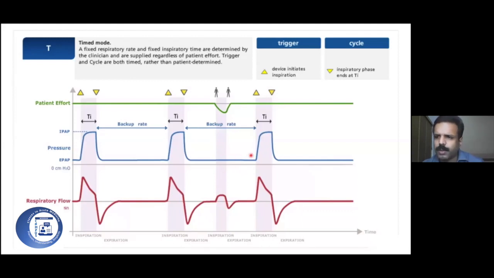This is a pure timed mode, and the patient will not tolerate this one, but it can be used as a transport ventilator, or when the patient is very drowsy. In that case you should not continue with an NIV, but to buy some time in such a situation you can go for a timed mode. Otherwise you are not using a timed mode in a ventilator. We always go with an ST mode.